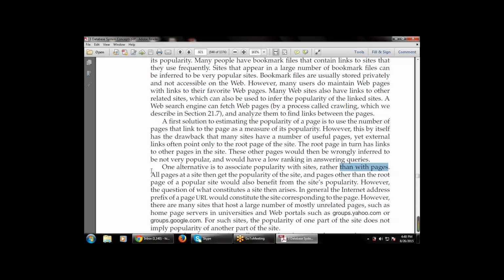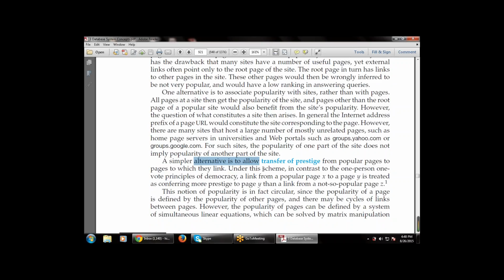In general, the internet address prefix of a page URL would constitute the site corresponding to the page. And there are many sites that host a large number of mostly unrelated pages, for example, a page server at a university and web portals such as groups.yahoo.com or groups.google.com. For such sites, the popularity of one part does not imply the popularity of another part of the site.